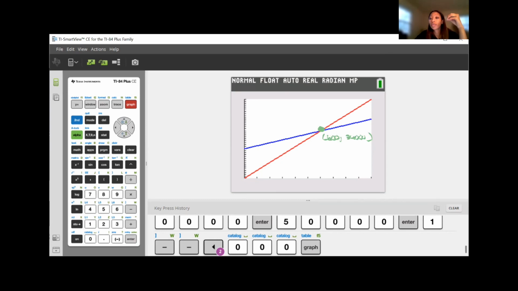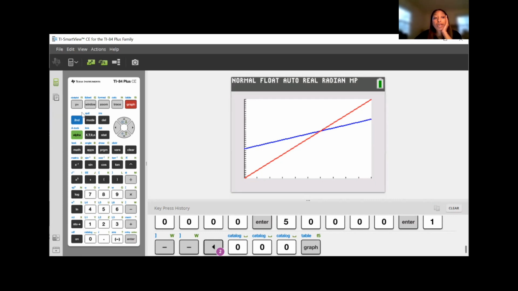All right, so what we've done here, looking at the two graphs and finding that intersection point, is solving graphically for a system. Also, we knew what the point was based on our table, but let's find that using the calculator. So how would we find this intersection point just by looking at the graph?